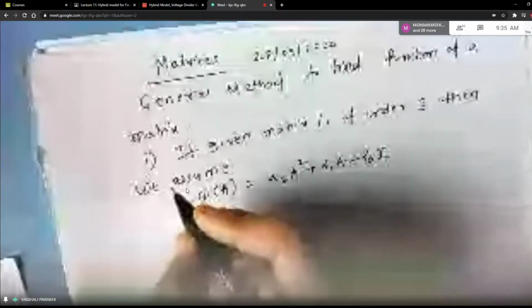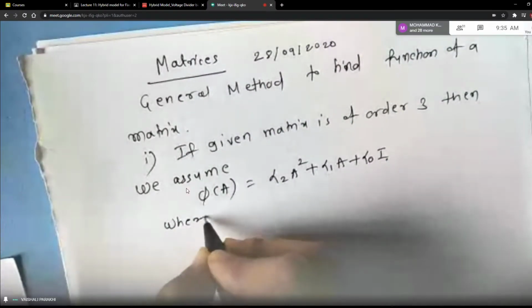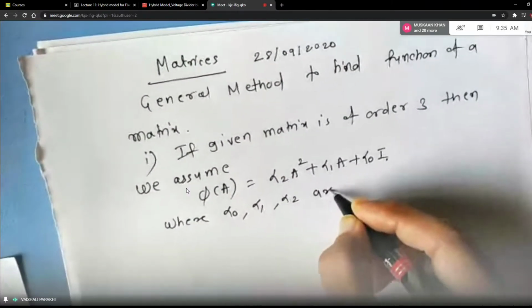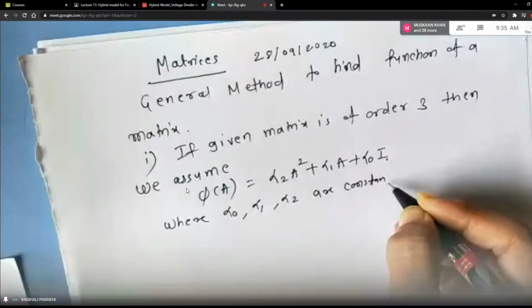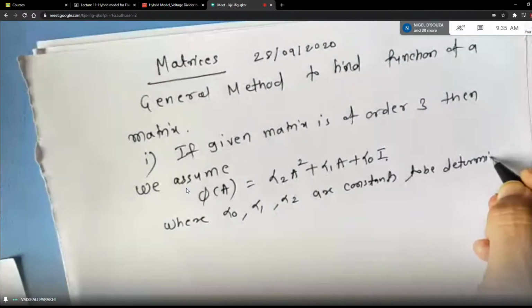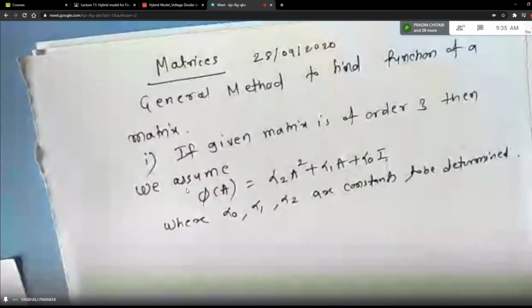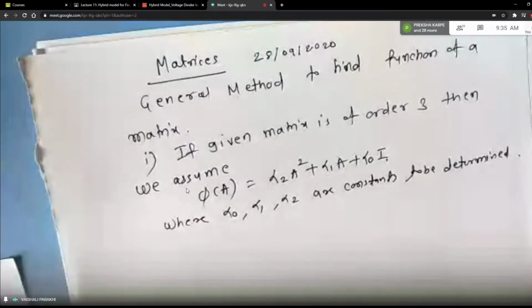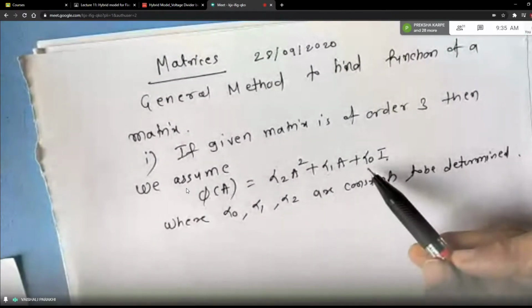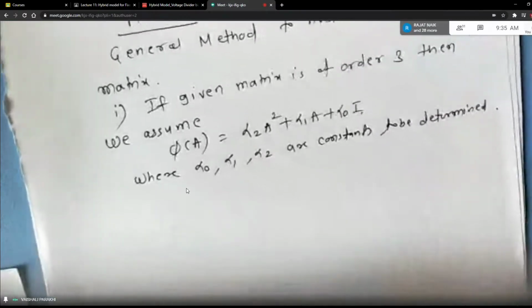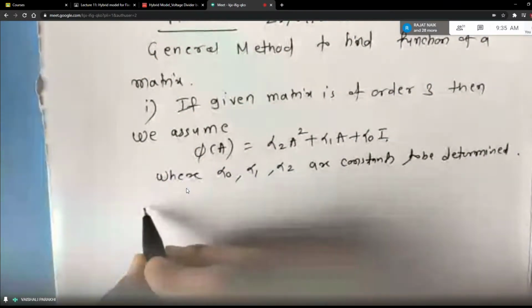These are the unknown constants which are to be determined. Here you mention where alpha naught, alpha 1 and alpha 2 are the constants to be determined. So you have to find these constants, students. And to find these constants, there is a particular method which I am going to tell you while solving the problem. So basically you need to find alpha naught, alpha 1, alpha 2 if it is a matrix of order 3. Similarly, see what happens if the given matrix is of order 2.